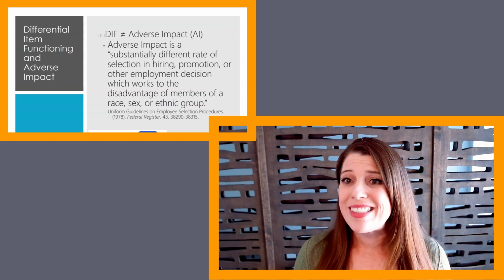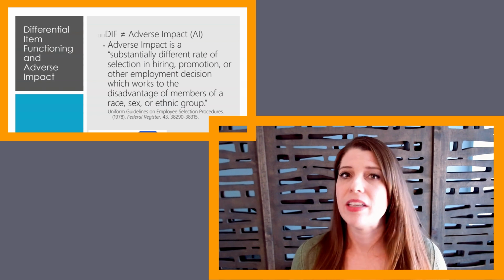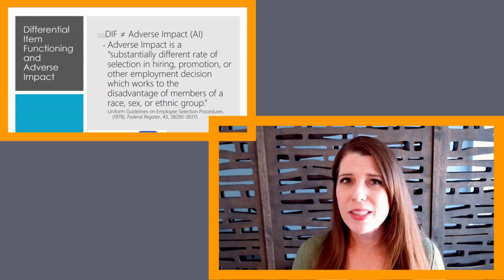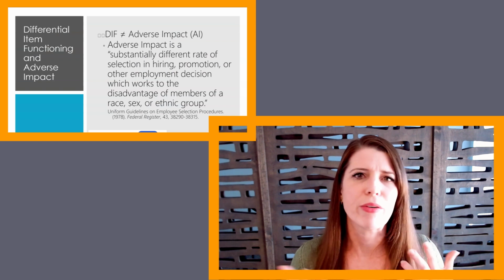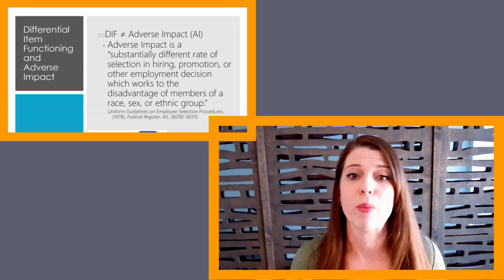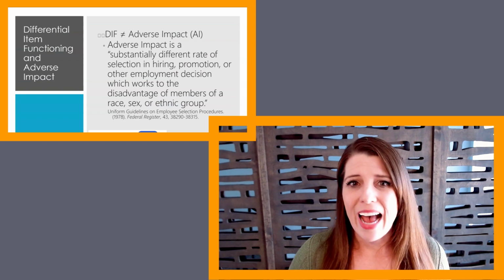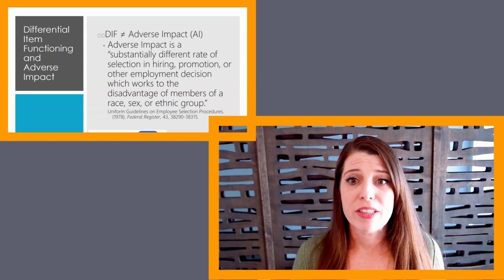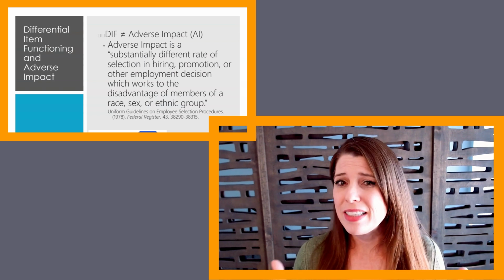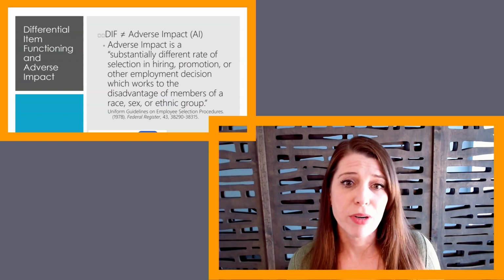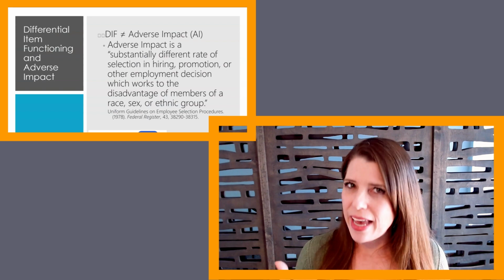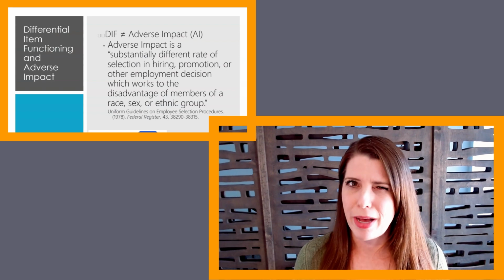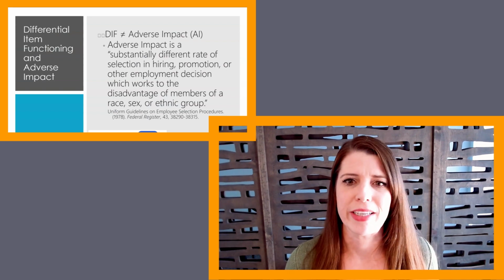Adverse impact, though, does not take into account whether or not individuals are matched on ability. It's primarily interested in the occurrence and just whether or not there's a higher percentage for one group or another. An item in a test that has adverse impact does not necessarily mean that differential item functioning is present, but differential item functioning usually can contribute to adverse impact. And that's why I was so interested in checking this thing out.